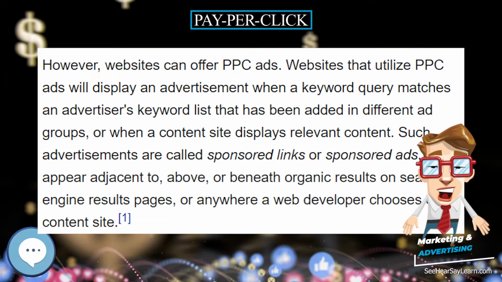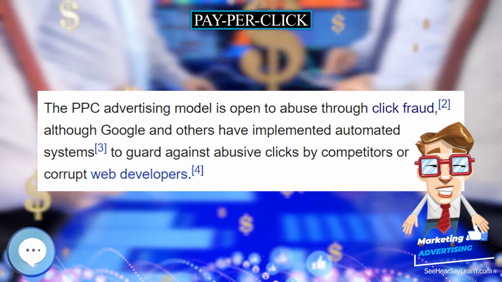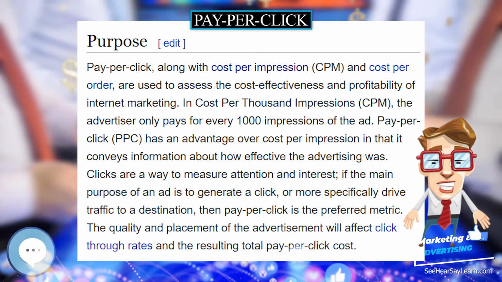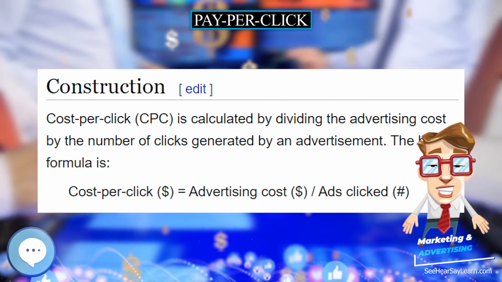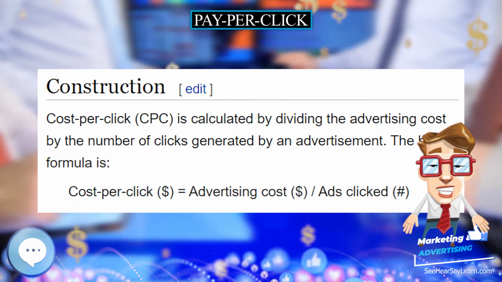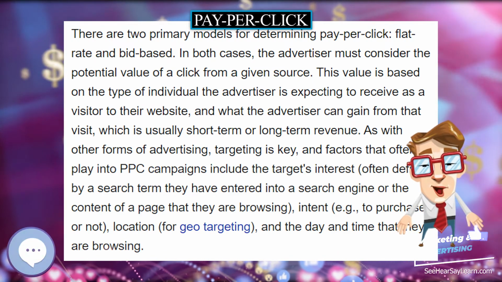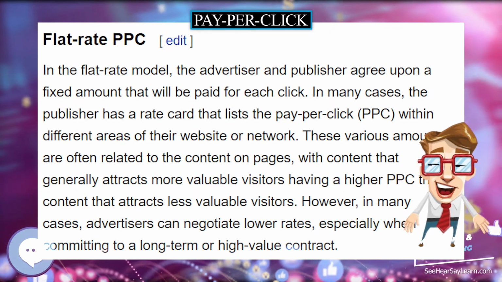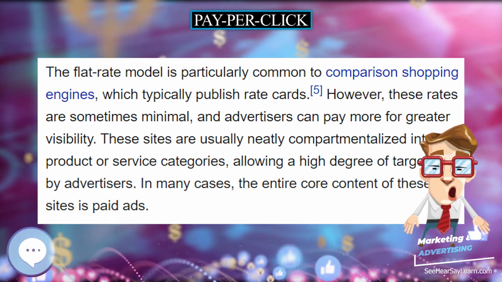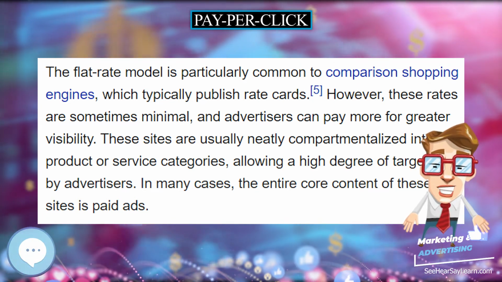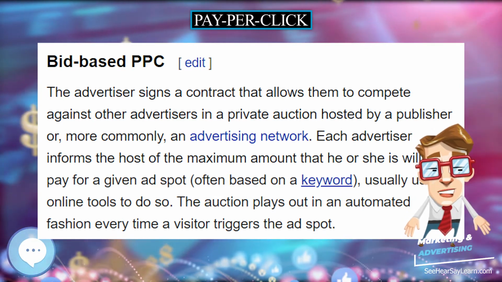Flat rate PPC. In the flat rate model, the advertiser and publisher agree upon a fixed amount that will be paid for each click. In many cases, the publisher has a rate card that lists the pay-per-click, PPC, within different areas of their website or network. These various amounts are often related to the content on pages, with content that generally attracts more valuable visitors having a higher PPC than content that attracts less valuable visitors. However, in many cases, advertisers can negotiate lower rates, especially when committing to a long-term or high-value contract.